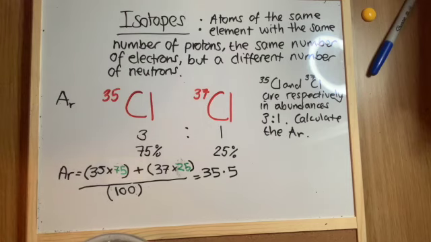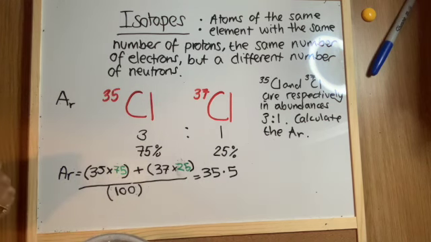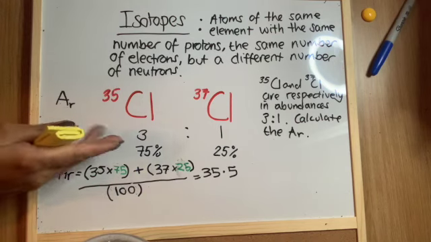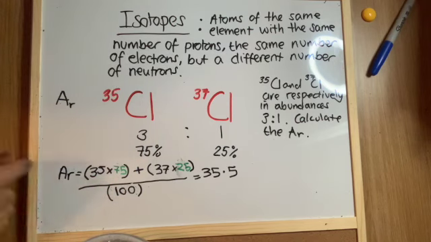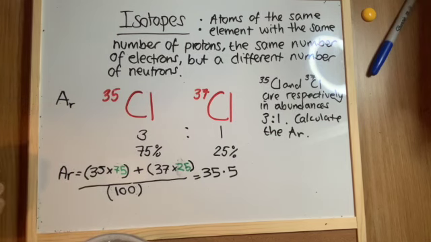Okay. So it's all based on how much you have of each particular isotope. Times it by how much you have, whether it's a ratio or whether it's a percentage. And then it's divided by the total. And that gives you the relative atomic mass. And that's why on the periodic table, because of the relative abundances of chlorine, it's always written as 35.5.